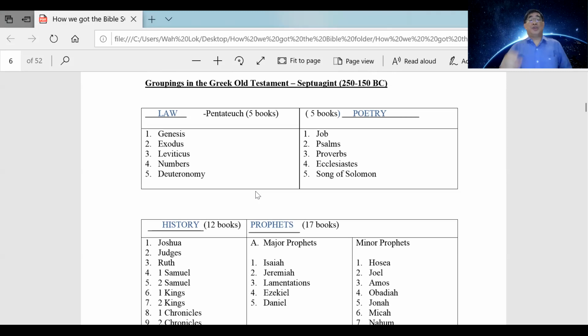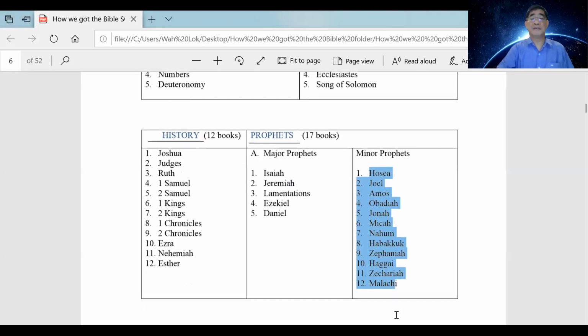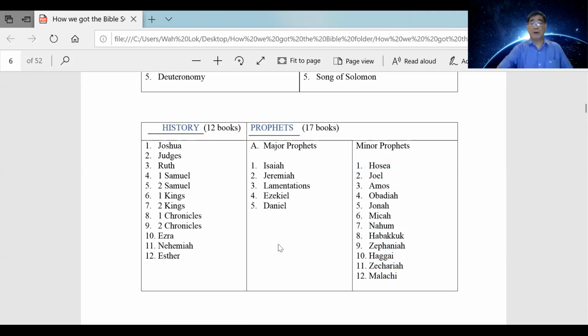Okay, so they followed the structure. So in 250 BC, when they translated the Bible into Greek, they restructured it into 5 books of the law, then 5 books of poetry, 12 books of history, you can see there. Then they put in 1st, 2nd Samuel, 1st King, 2nd King, because the book was so long. 1st Chronicles, 2nd Chronicles. Ezra and Nehemiah, they separated. Then major prophets, you got 5 here, 5 major prophets. And then the minor prophets, they got the 12 here. Okay, so this is the structure of the Greek Septuagint.